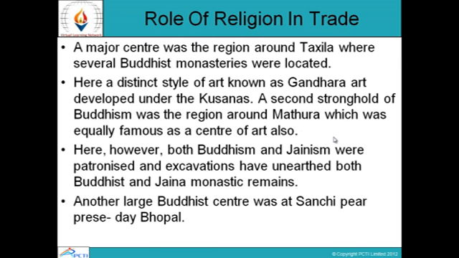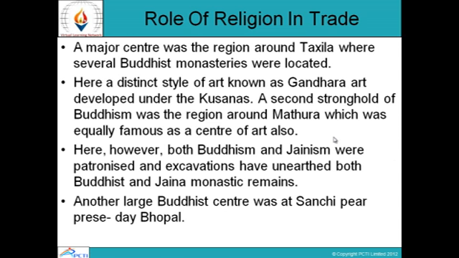Role of religion and trade. A major center was the region around Taxila where several Buddhist monasteries were located. Here a distinct style of art known as Gandhara art developed under the Kusanas. A second stronghold of Buddhism was the region around Mathura, which was equally famous as a center of art.